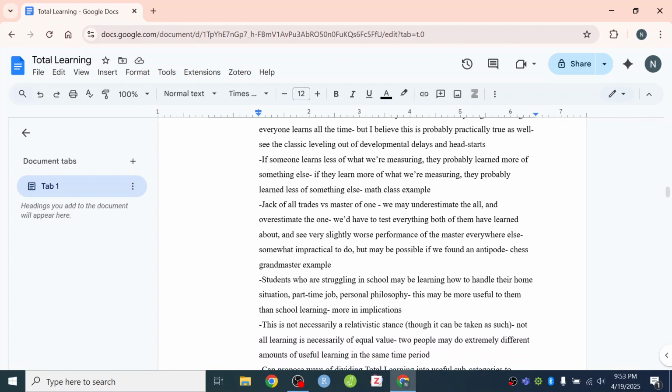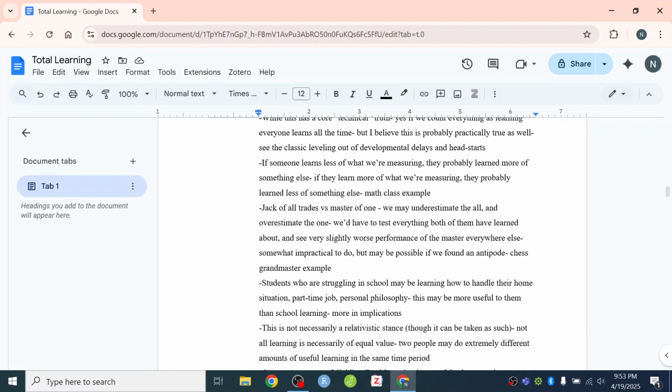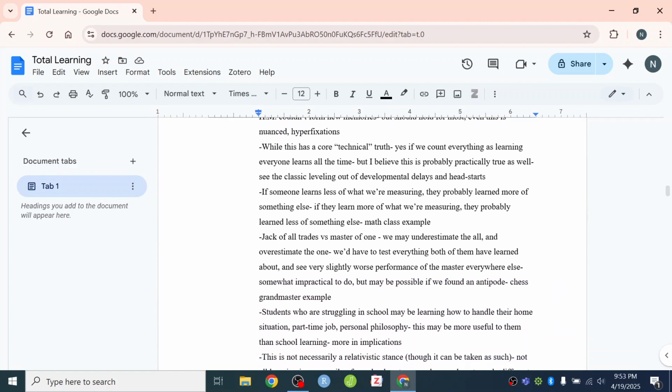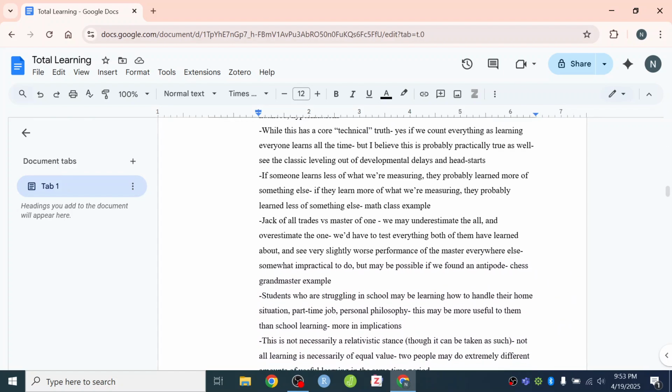Okay, and we'll close this section here by saying that this position, that people tend to learn a similar amount in a given period of time, might strike one as a relativistic stance. Oh, well, we all learn about the same amount. There's no way to say that anybody is learning more or less than anybody else, so we're all about equal. Relativistic.